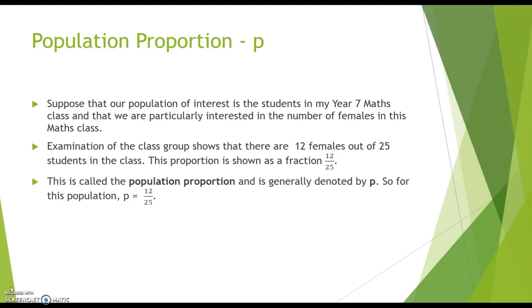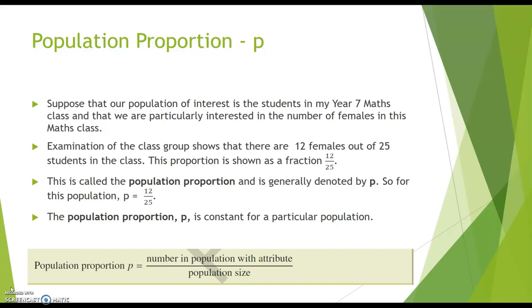This is called the population proportion and is generally denoted by the letter P. So, for this particular population, P is equal to 12 over 25. The population proportion P is constant for a particular population.